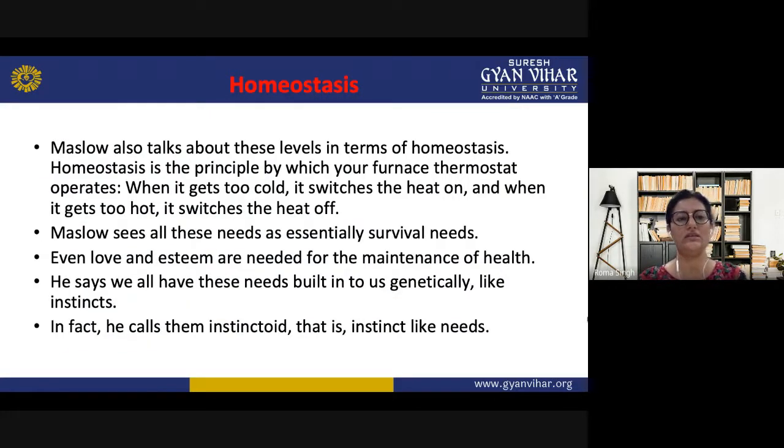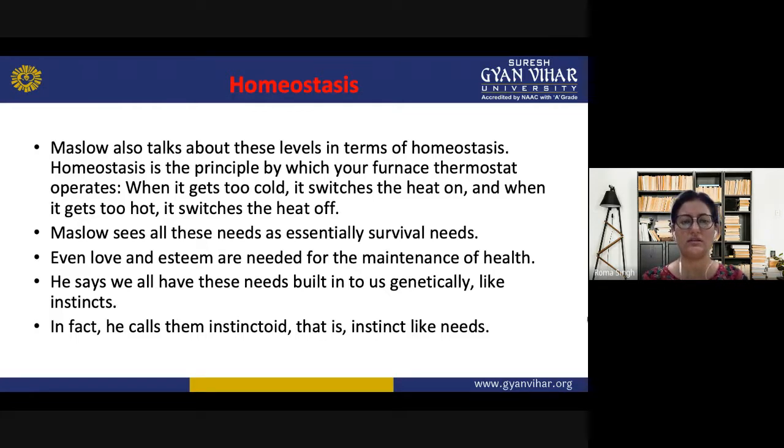So here is a concept known as homeostasis, and Maslow talks about these levels in terms of homeostasis. Homeostasis is the principle by which your furnace thermostat operates. When it gets too cold, it switches the heat on, and when it gets too hot, it switches the heat off. So this is the homeostasis perspective given by Maslow.